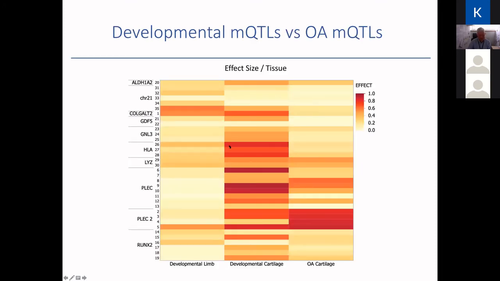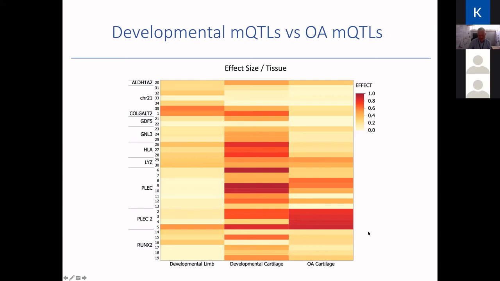What we've also done is we've taken other MQTLs that we've identified at OA risk loci, and we've done an analysis to work out effect size. So how much does genotype contribute to the MQTL effects that we observe? And for this, we've used developmental limb, developmental cartilage, and OA cartilage, and a range of different CpGs and a range of different genes. And what we do notice is that the effects often are stronger in developmental cartilage. So for some loci like this PLEC locus here, they're actually stronger in OA cartilage. But overall, we see stronger effects in fetal cartilage, in developmental cartilage, than we do in osteoarthritis cartilage.